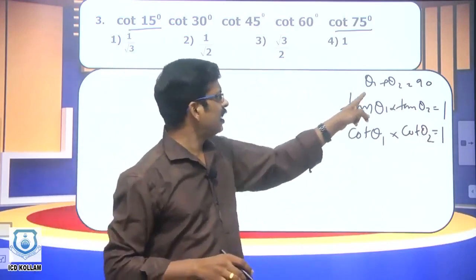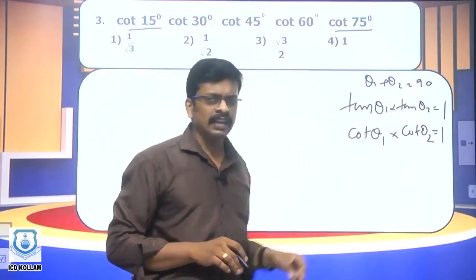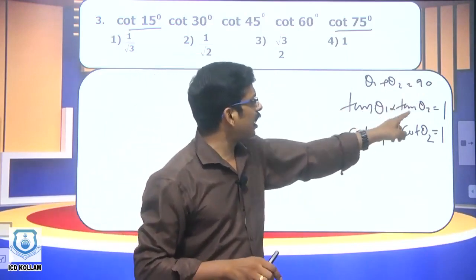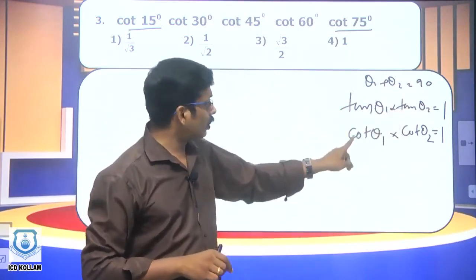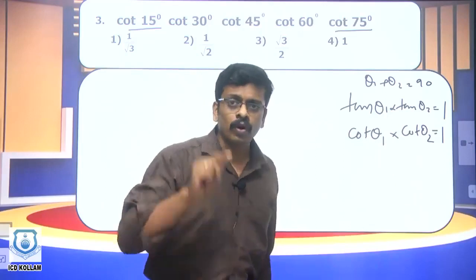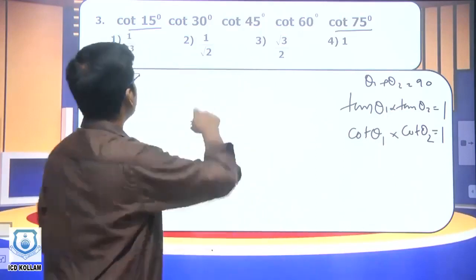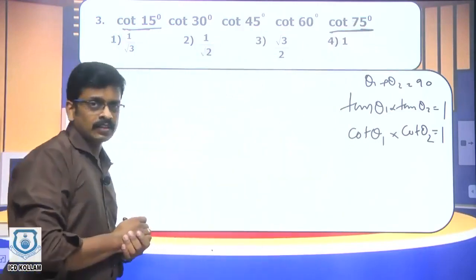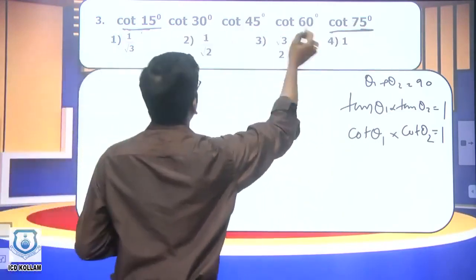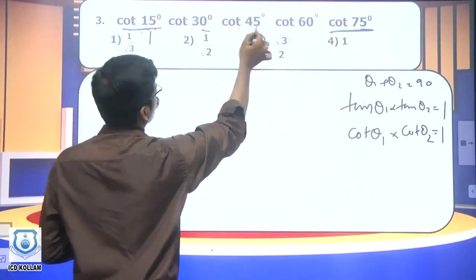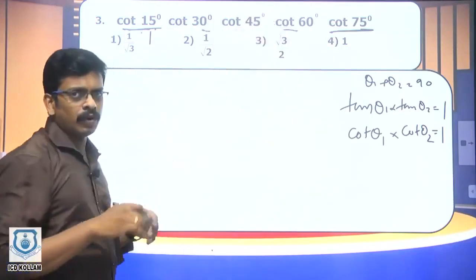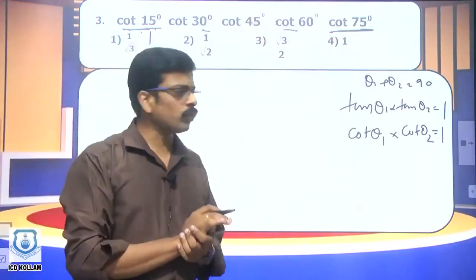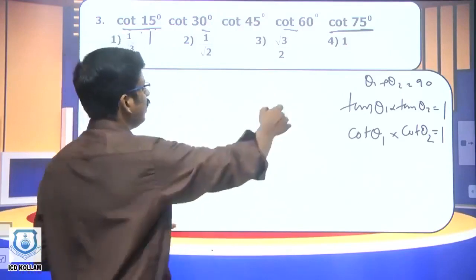So we can simply say if theta 1 plus theta 2 is 90 degree, then tan theta 1 into tan theta 2 is equal to 1, and cot theta 1 into cot theta 2 is also 1. So in this case, this product is 1, this is also 1, and cot 45, you know, is 1. So we can simply say the answer is again 1.